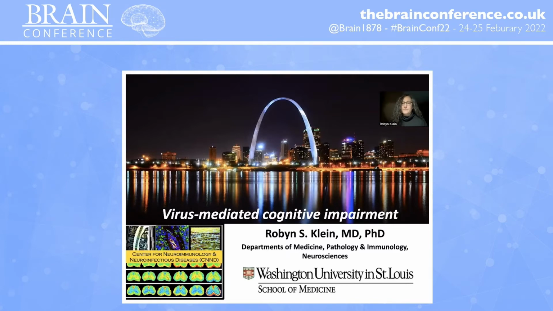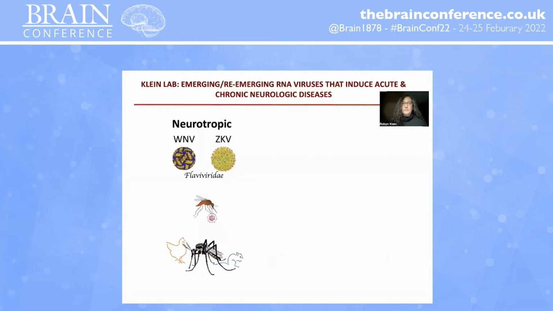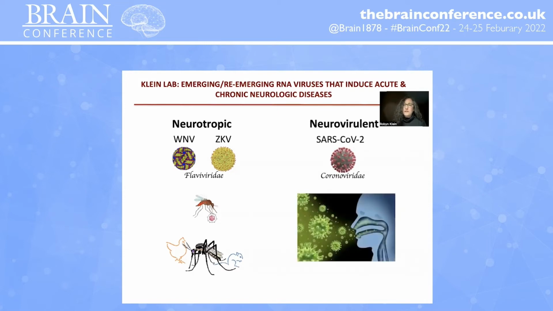In these 15 minutes, I'm going to talk to you about some work we've been doing to look at virus-mediated cognitive impairment. In my lab, we study emerging and re-emerging RNA viruses that can induce acute and chronic neurologic diseases. Here I'm just showing you West Nile and Zika virus, which are both members of the Flaviviridae family, and they are transmitted to humans by mosquitoes. More recently, we've also begun looking at the effects of neurovirulent viruses in the brain, including SARS-CoV-2, which, as you know, is a coronavirus that is transmitted through the respiratory route.